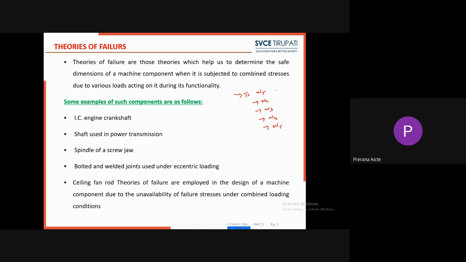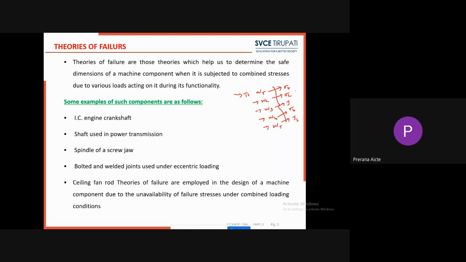Clear? These different types of loads you generally observe in the design of machine components. Yes or no? Yes, sir. With respect to the tensile load, what type of stress do you observe? Tensile stress. With respect to the compressive load, a compressive stress is developed. With respect to the shear load, shear stress, that is tau. With respect to the bending load, bending stress, that is sigma_b. If it is a torsional shear load, torsional shear stress, tau_s.